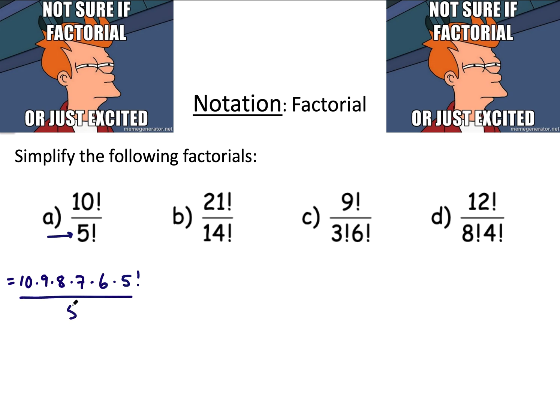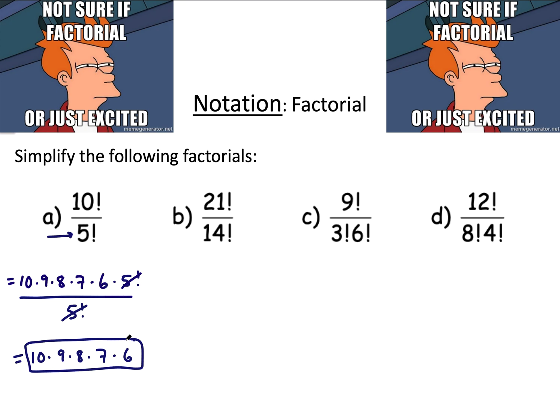So then on the bottom, if you have 5 factorial, they would actually cancel each other out, and you would be left with something like 10 times 9 times 8 times 7 times 6. And you definitely can find out what that number is, but for my purposes, this is how you would simplify a factorial. So letter B would be very, very similar, so I'll skip that one. The idea is basically the same. How about something in C though?